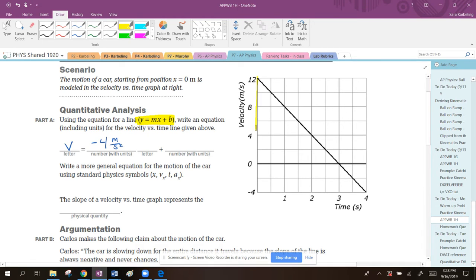We're looking here, right? Change in y over change in x. So you've got velocity, meters per second, divided by seconds, and meters per second divided by seconds is meters per second squared. Yeah. All right. Everybody comfortable with that -4?